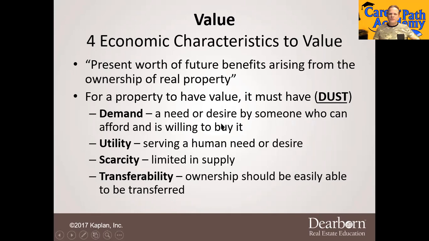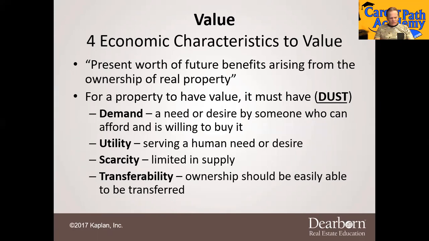Demand is a need or desire by someone who can afford it and is willing to buy it. Utility means the property serves a human need or desire. Scarcity means that it's limited in its supply. And transferability means that the ownership should be easily transferable from one person to another.